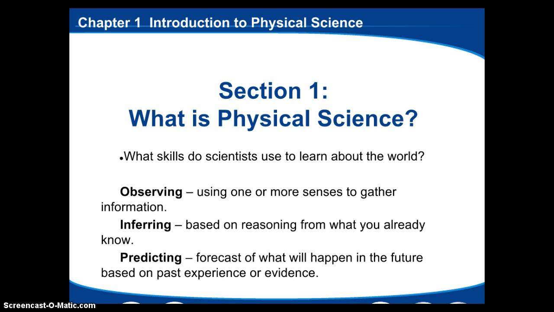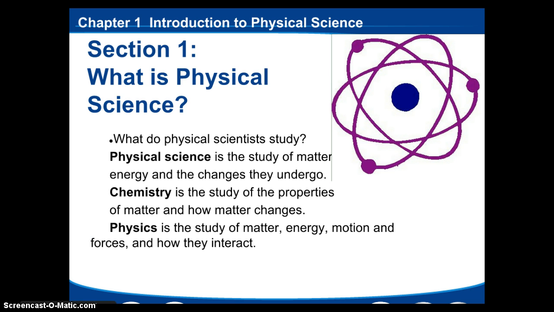Some of the skills that you need to have when you're in the science classroom, you actually use in the everyday world as well: observing, which means that we are using our senses to gather information; inferring, which is coming to somewhat of a conclusion based on reasoning from what you already know; and predicting, meaning that we can forecast what we think is going to happen based on our past experience or the evidence that we've collected.